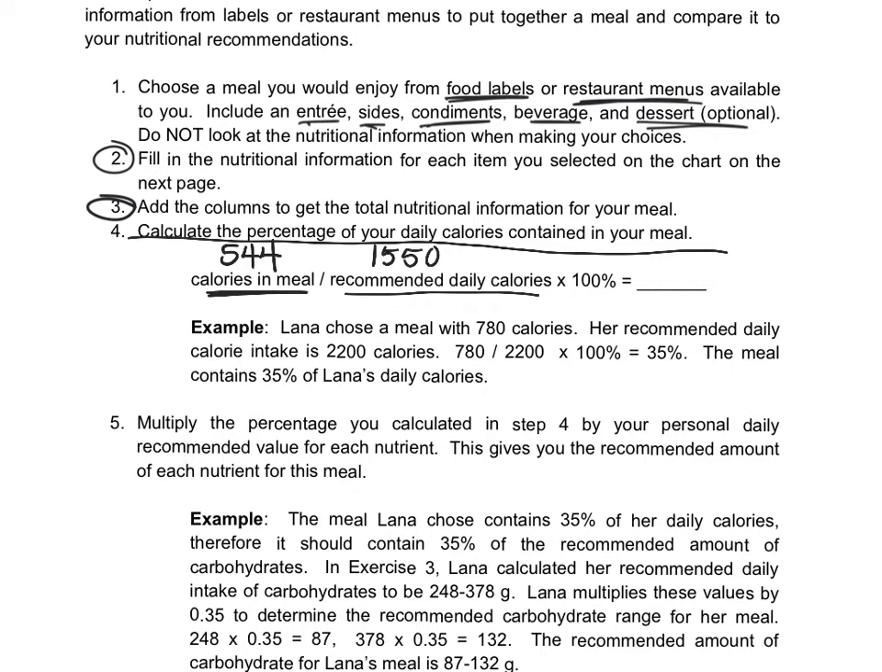Then you're going to multiply that by 100. It's not really 100%, and you'll see that in a minute. So if I do the 544 divided by my 1550, I get 0.35, and that's actually going to be 35%. That times 100 will get me the 35%. So you can see here, this is 35%, meaning the calories in my meal divided by my total gives me a percentage. So my meal is 35% of what I need to eat in this whole day today.